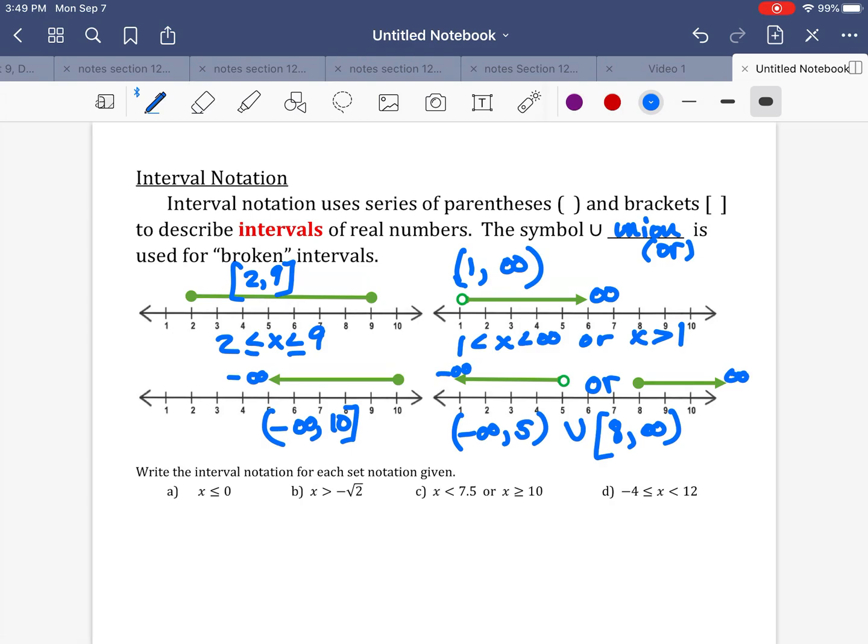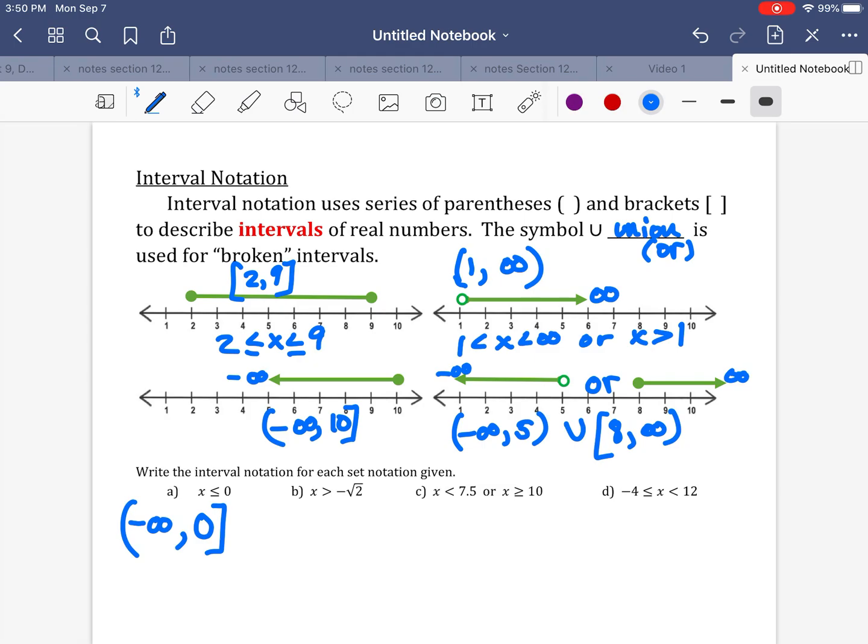All right, so I'm going to just write these right here, and then you guys are going to do letter D. So interval notation, everything less than or equal to 0. So 0 is the high number here. So 0 goes on the right, and if I'm going less than or equal to 0, that goes down to negative infinity. 0 gets a bracket because of the equal bar, and infinity never does.